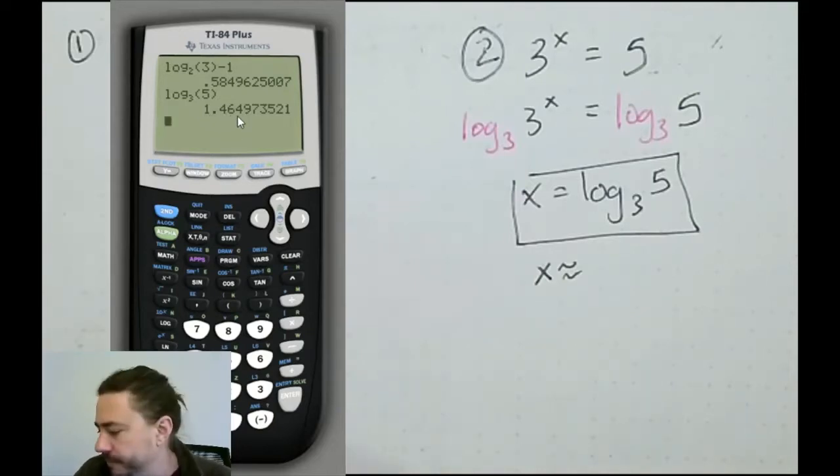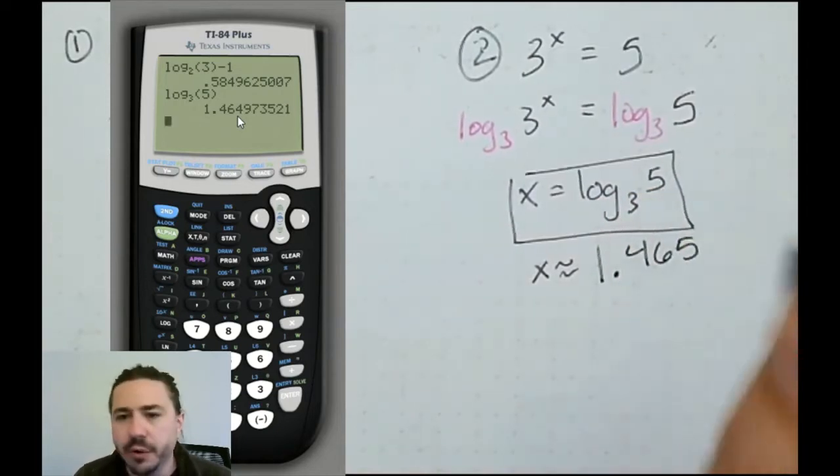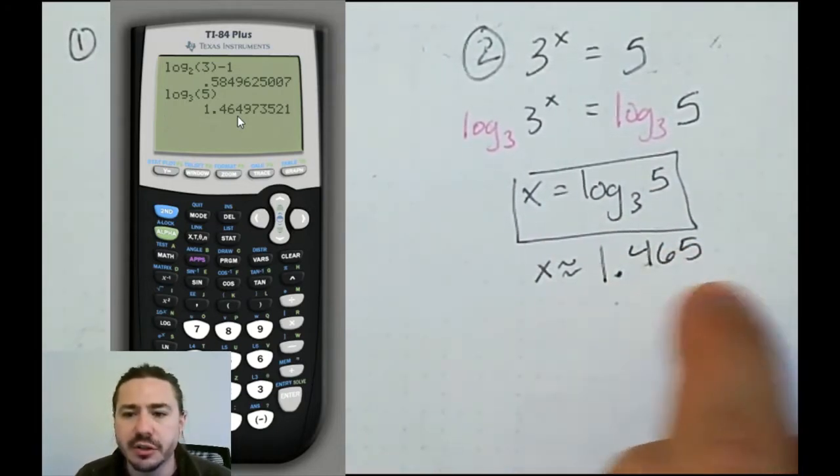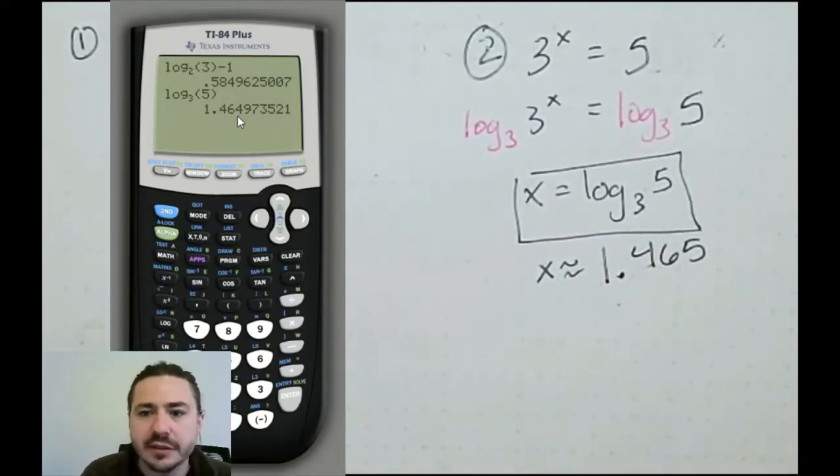1.465. Now I'm going to stick with 3 decimal places here. That's what the AP test requires, so I'm just going to use that as my default rounding. And so that's how you're going to do that.